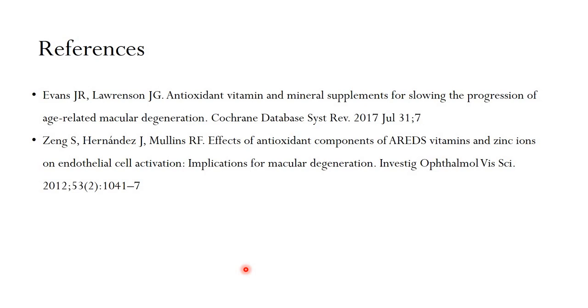So these are the references. Kindly have a look for better reading. If you want to read further, you can go through this.